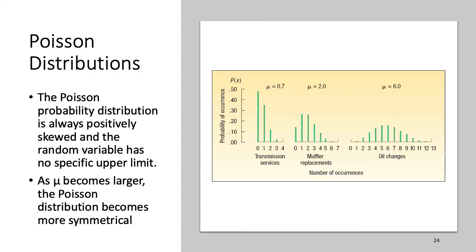So the Poisson distribution is always positively skewed. Here you'll see that as mu, the mean, becomes larger, the Poisson distribution becomes more symmetrical, but never becomes fully symmetrical. Here's a mean of 0.7. Here we have a mean of 2. Here we have a mean of 6. You'll notice the distribution is going from an extreme positive skew to a near symmetrical shape, but it never really becomes fully symmetrical. It will always retain a positive skew.